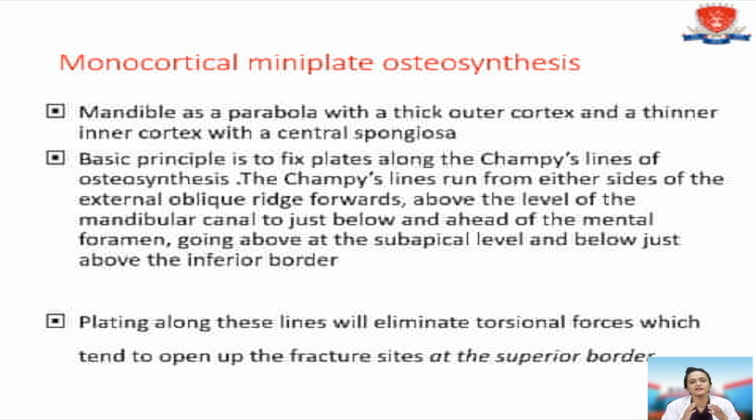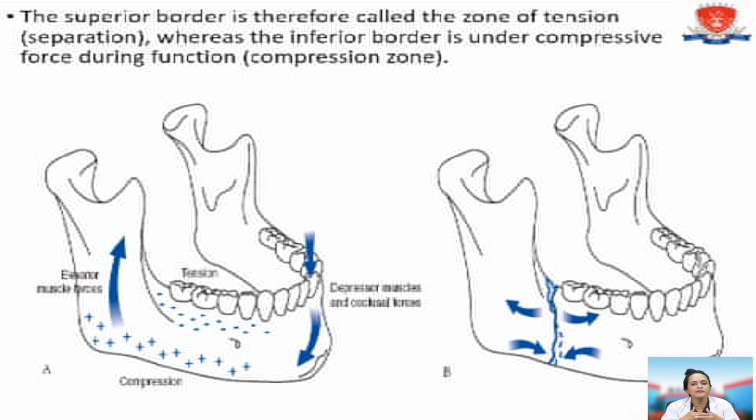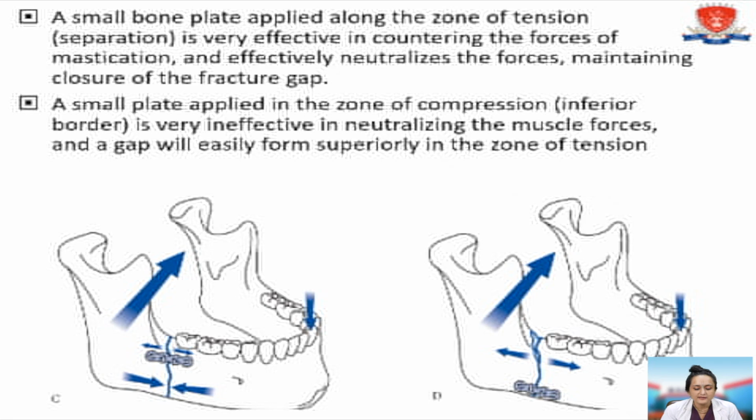What is the difference between direct compression plating and mini plate? In direct compression plating, there is primary healing. And when you are placing mini plates, there is secondary healing. That is, first callus formation will be there and then it will convert into bone. So these are the Champy's lines.